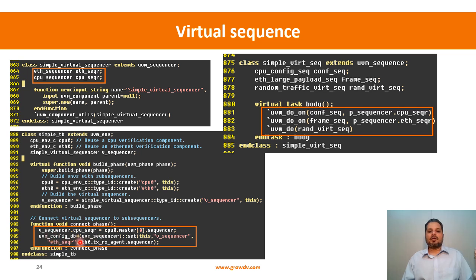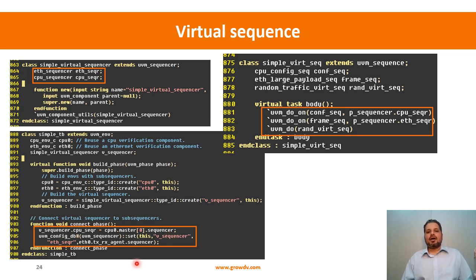So we can say config_db, parameterized with the UVM sequencer, set, with this dot v_sequencer as the name, and it's present in this high level environment hierarchy. And then we can say ethernet_sequencer is the name of the handle present within the virtual sequencer, and we assign it, let's say, this particular sequencer present in the Ethernet environment, right? So the config db will take care of updating this particular variable with the value that we have set, based on the hierarchy that we have specified.